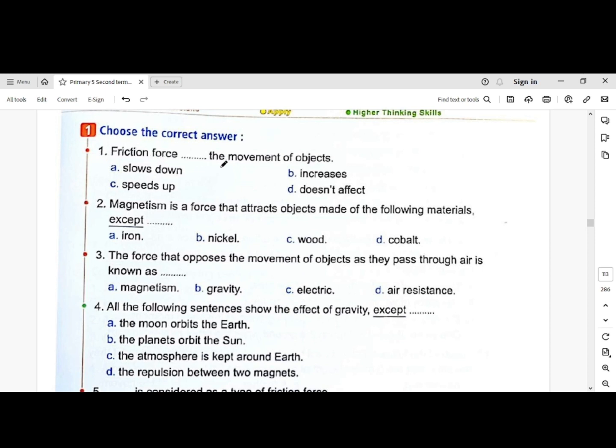Friction force space the movement of object، يا ترى slow down ولا increase ولا speeds up ولا doesn't affect؟ اجابتنا slows down. Magnetism is a force that attract object made of the following materials except iron ولا nickel ولا wood ولا cobalt. إجابتنا wood. The force that opposes the movement of object as they pass through air is known as magnetism ولا gravity ولا electric ولا air resistance.